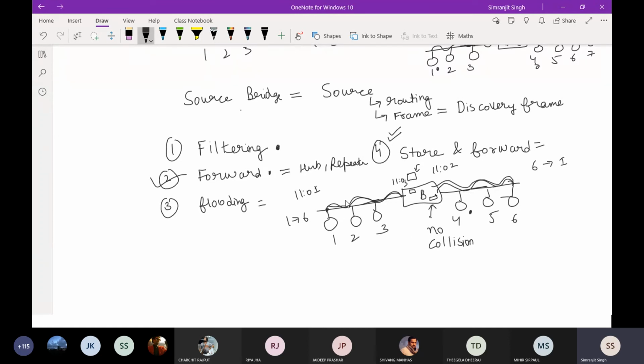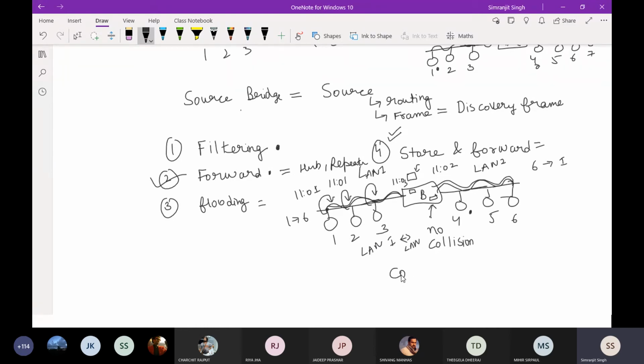I cannot avoid the collision of these three things. If all the devices on this side send a signal at the same time, there will definitely be a collision. So I cannot stop this collision inside this LAN. But if there is a message from LAN 1 to LAN 2, that particular collision I can stop.